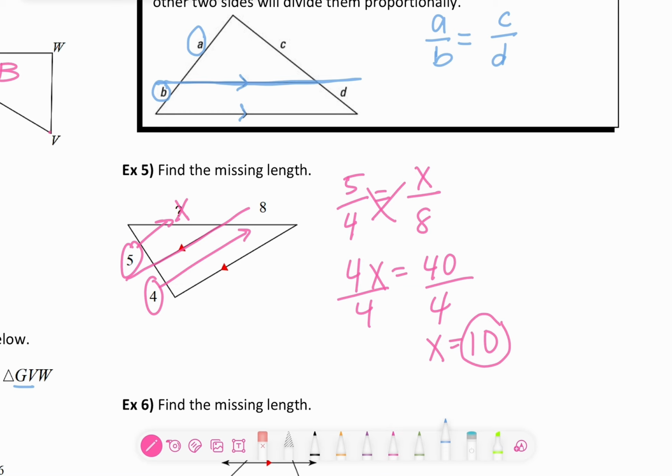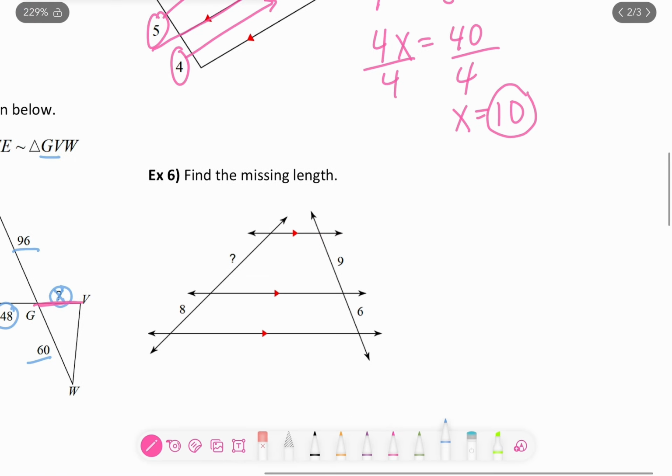All right, try the last one, and then you can pause the video while you try it, and then you can unpause it to check your work.